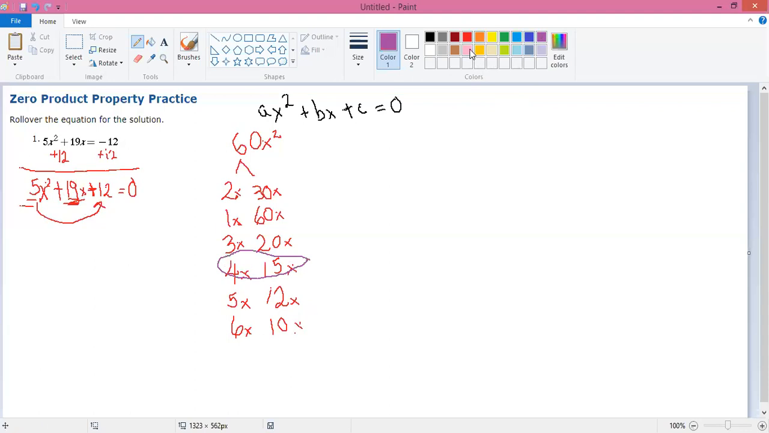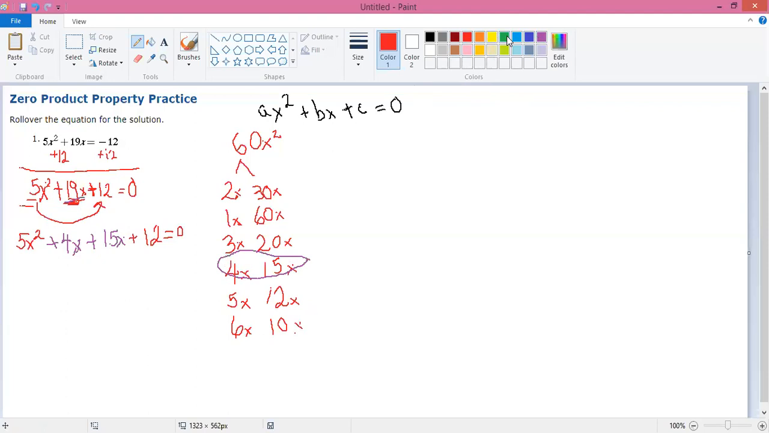So now I'm going to rewrite my problem. Pay attention. I'm going to say 5x squared, and then I'm going to say plus 4x. Instead of saying 19x, I'm going to replace the 19x with the two numbers that add to give us 19. So I'm going to say plus 4x, then I'm going to say plus 15x, right? And then I'm going to bring down the plus 12 equals 0. So the only thing I did was I rewrote the 19x as 4x plus 15x. You okay so far?